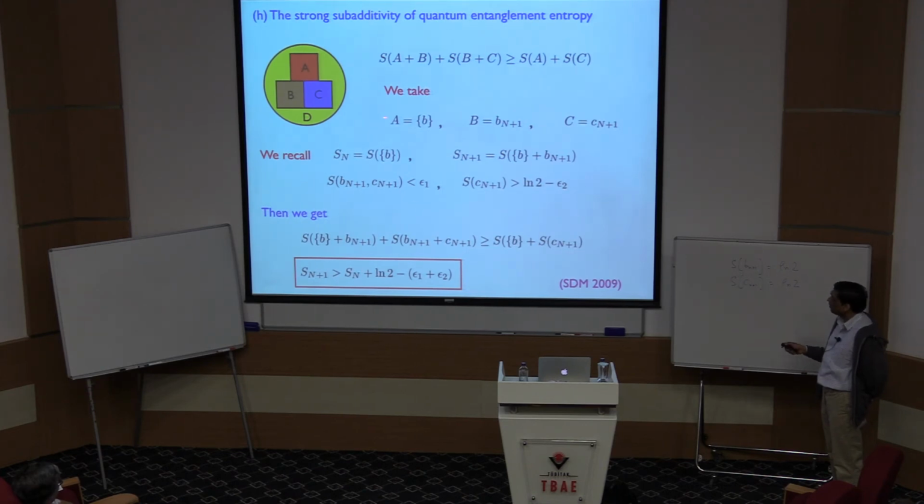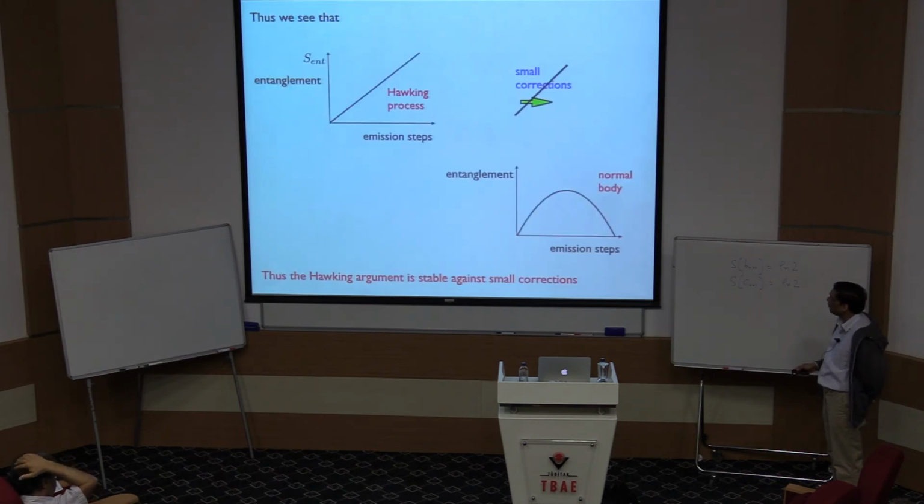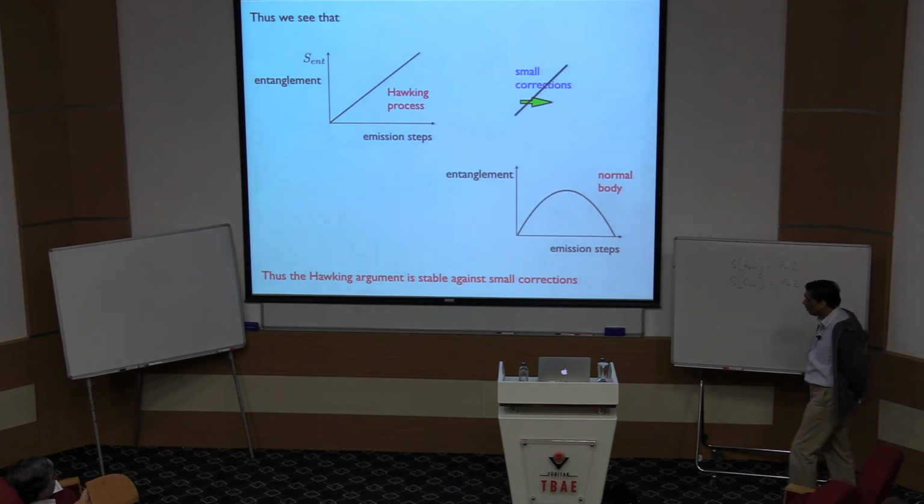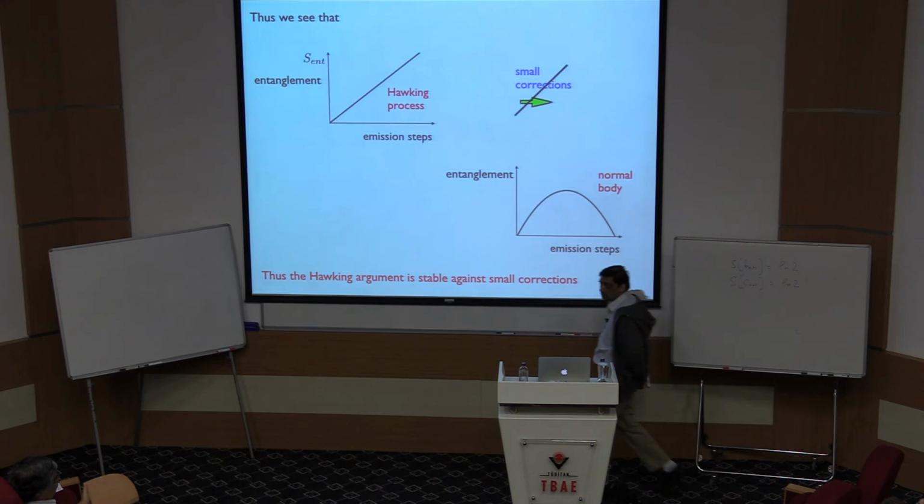But if you put small corrections to each pair, you can now prove how many pairs are being emitted doesn't matter. At each step, the entanglement just actually keeps going up by log 2, at most it gets decreased by a small amount, epsilon 1 plus epsilon 2. So if you draw this in pictures, you see the entanglement will keep rising. Small corrections cannot make it turn around and go down like a normal body. So it tells you that the Hawking argument is stable against all small corrections.